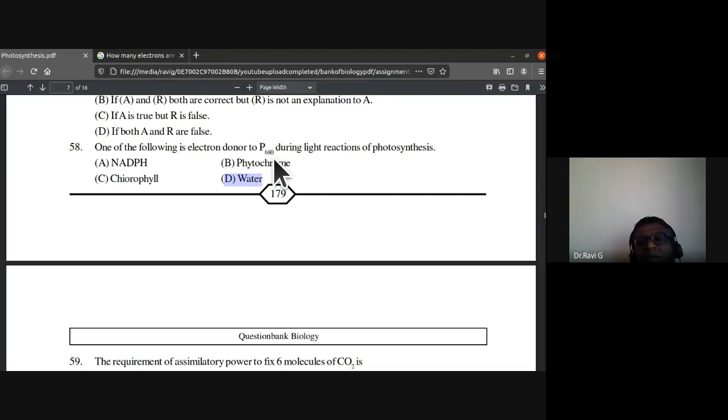So there are the electrons that are coming from the photolysis of water. So one of the following is electron donor to P680 during light reaction, that is water.